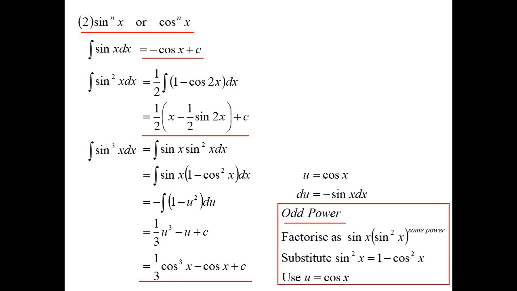And basically that idea will do with any odd power. Because if I have an odd power, I can always factorise out the sine x. That will leave me with sine to an even power inside. Well, an even power I can always write as sine squared to the power of something. The sine squared I can always change to 1 minus cos squared, and then I do the substitution u equals cos x.